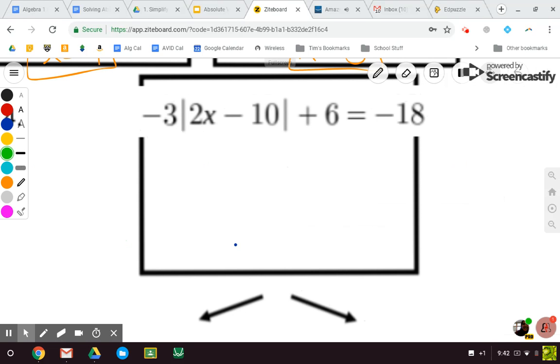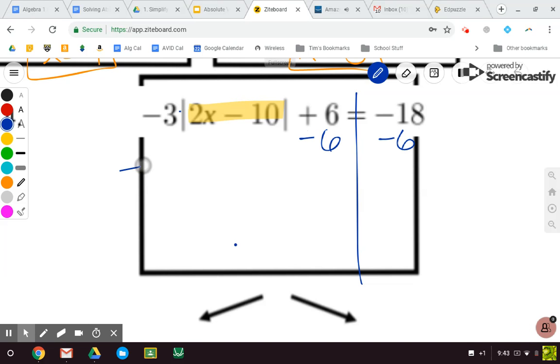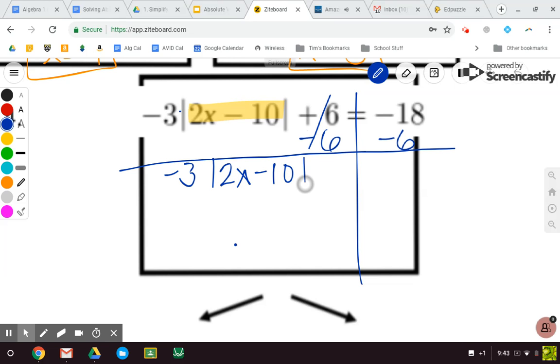Okay. This one looks big, but same steps. Don't let it overwhelm you. First, is the absolute value by itself? Not yet. Let's get it by itself. We got to think about our steps. This is multiplication and that's addition. So we are going to move the addition first. So I got -3, absolute value of 2x minus 10 equals -24.